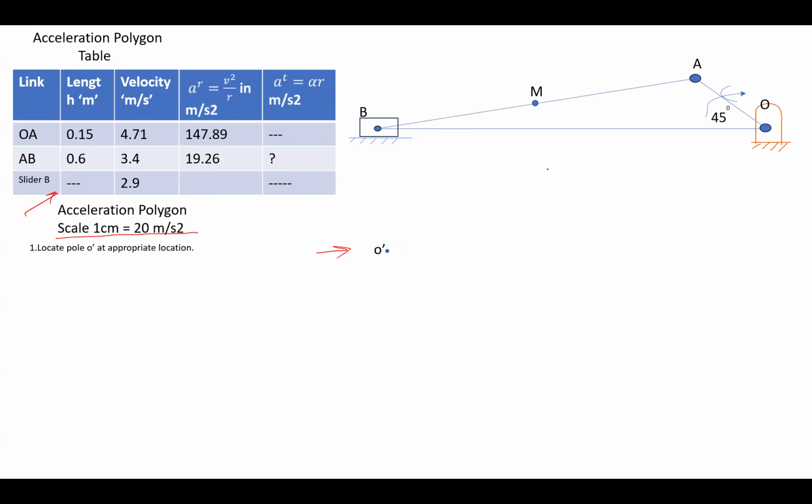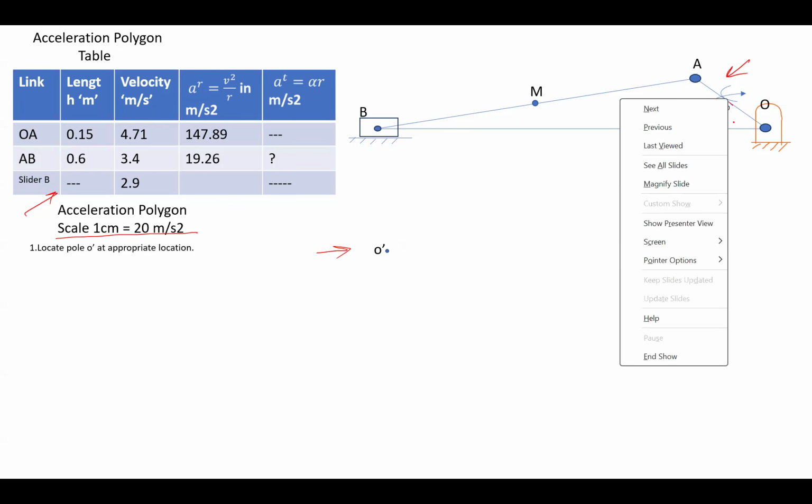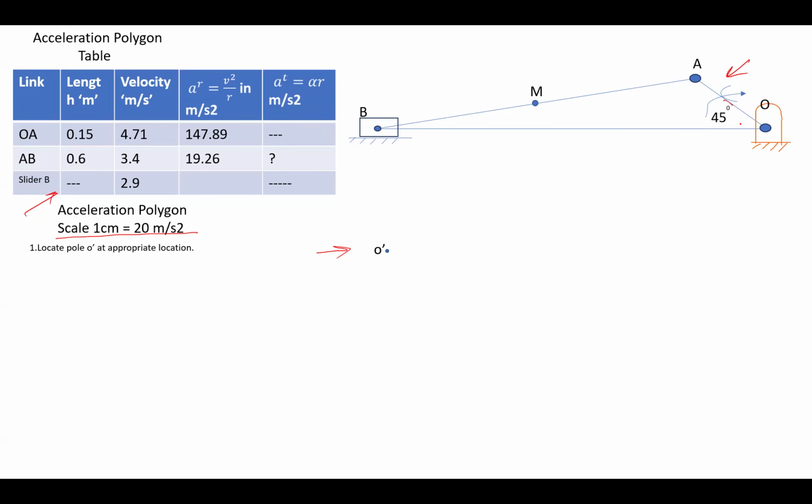After locating that O dash, you have to draw the acceleration of the AO link. This is the AO link. The acceleration for the OA link is only one component of acceleration, that is the radial or centripetal. For the radial component, you have to fix the direction. To fix the direction of the radial component, you must know the center. So for OA, the center is O.